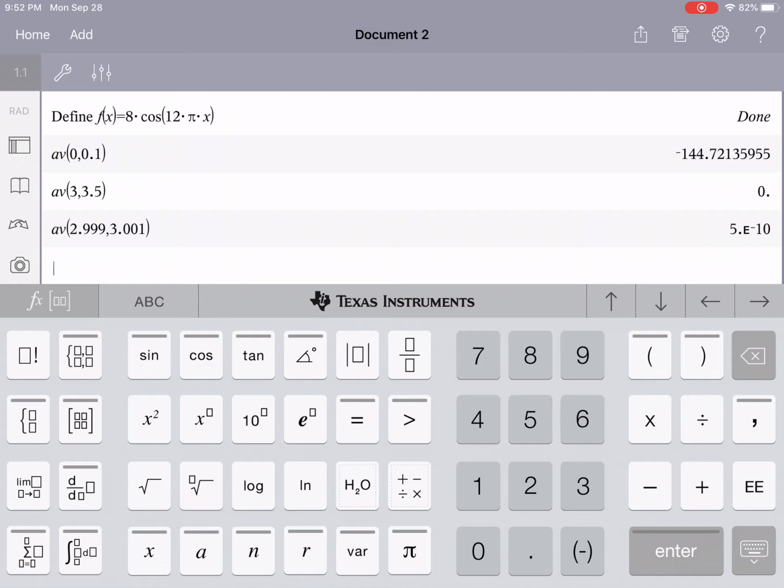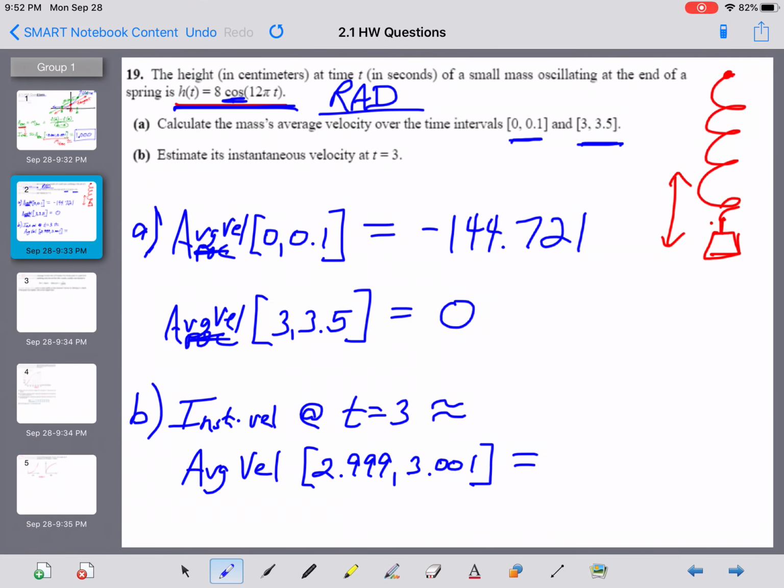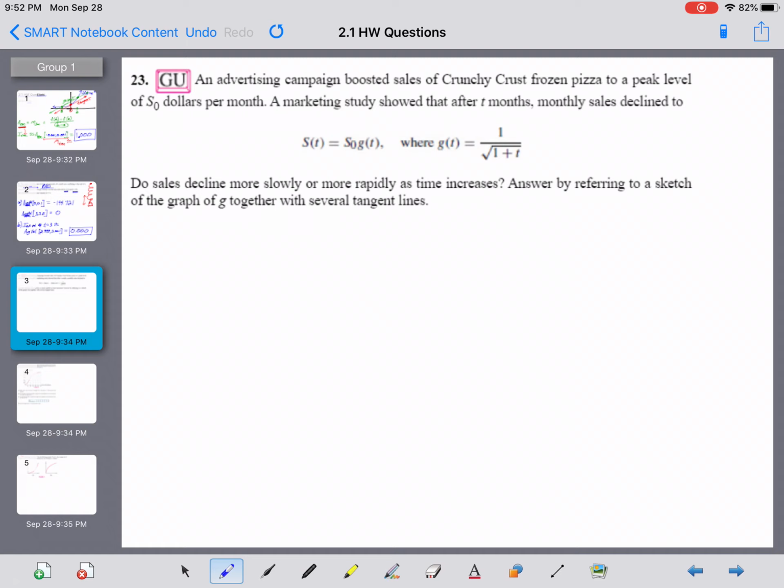So it's not exactly 0, but when we round it to 3 decimal places, we do end up with a whole bunch of zeros. So I'm going to go ahead and write that answer of 0.000, and that's what I would put right there, everybody, for estimating that instantaneous velocity at t equals 3. Okay, so that takes us through number 19.